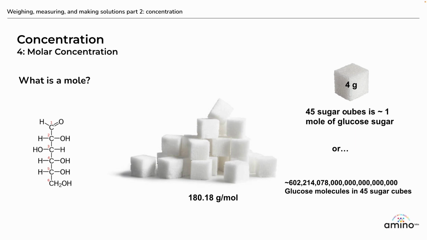of sugar, right? Another way to say it is, if we take Avogadro's number here, we could say that there are this many, Avogadro's number, of glucose molecules in 45 sugar cubes, right? So that's a lot of glucose molecules in those 45 sugar cubes, isn't it? That's an enormous number. Enormous.